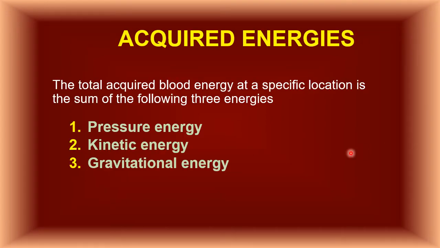So discussing the acquired energies, we have something to understand: the total acquired blood energy at a specific location is the sum of these three energies. So the total energy is not only one. We have the pressure energy, we have the kinetic energy, and we have the gravitational energies. All right?